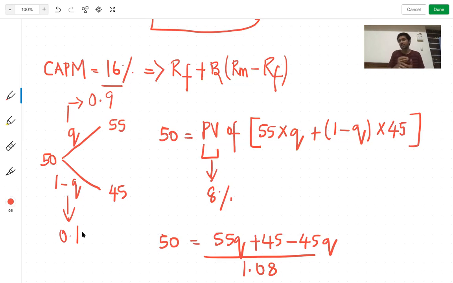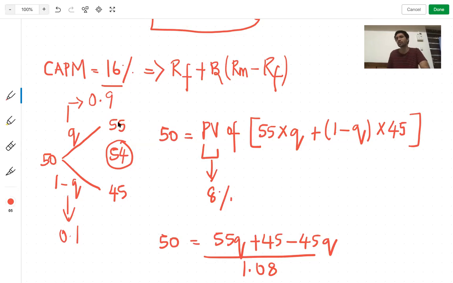If a risk averse investor buys a share today for 50 rupees or $50, and wants a return of 16%, then he would have assigned a probability of 0.9 to an upside move and 0.1 to a downside move, such that the expected share price is 54, which again lies between 55 and 45.